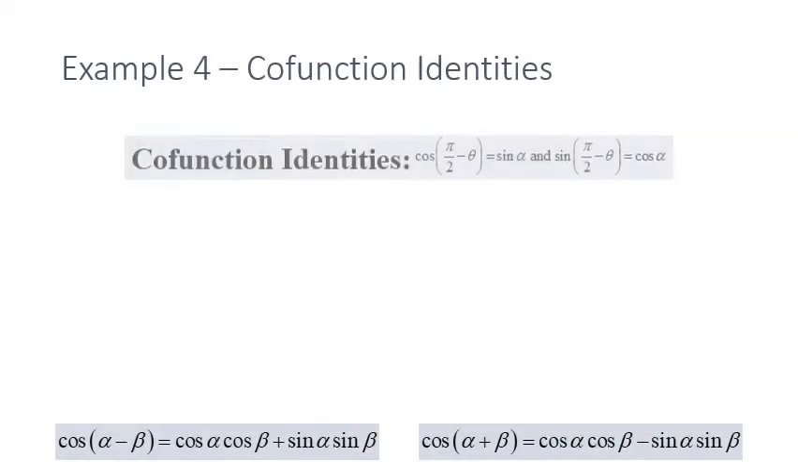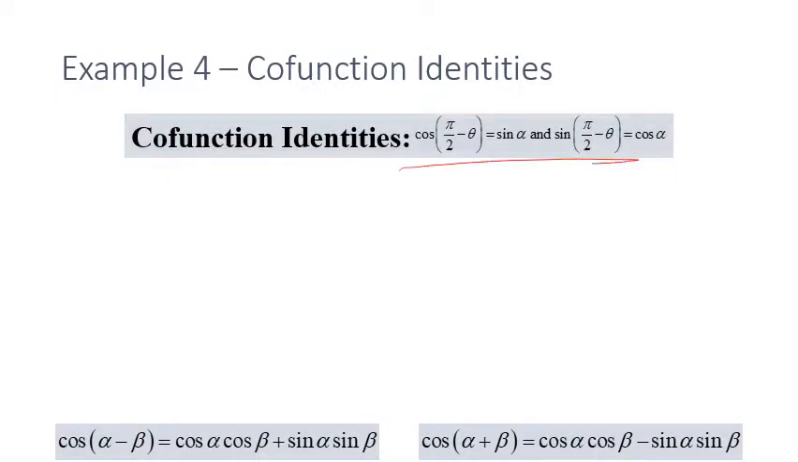So that last example brings us to these cofunction identities, which are this right here.